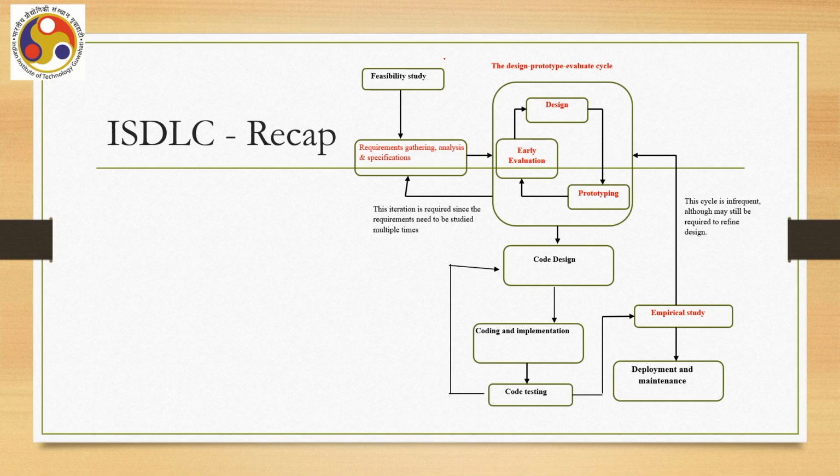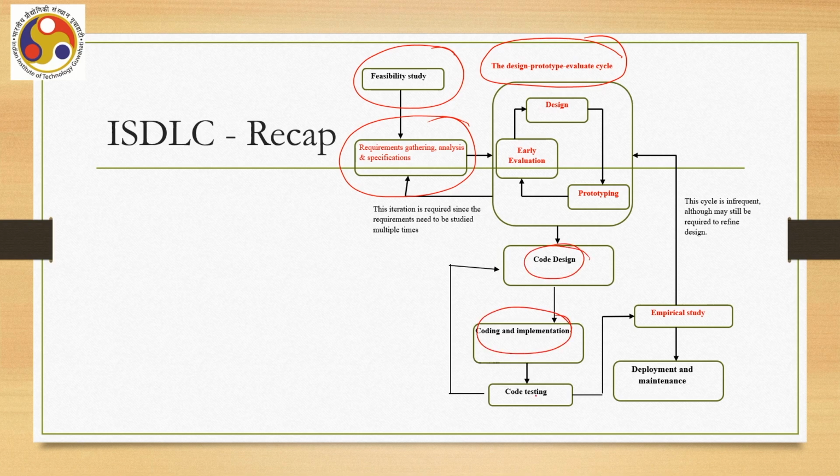So, the life cycle is shown here. Now, we start with the feasibility study, then we have requirement gathering, analysis and specification, then we have the design, prototype, evaluate cycle, followed by code design, coding and implementation, code testing, followed by empirical study, followed by deployment and maintenance.